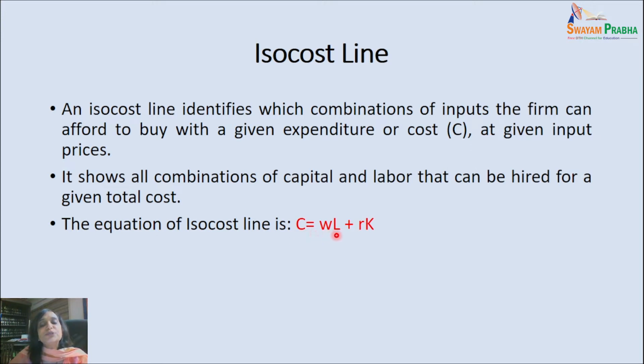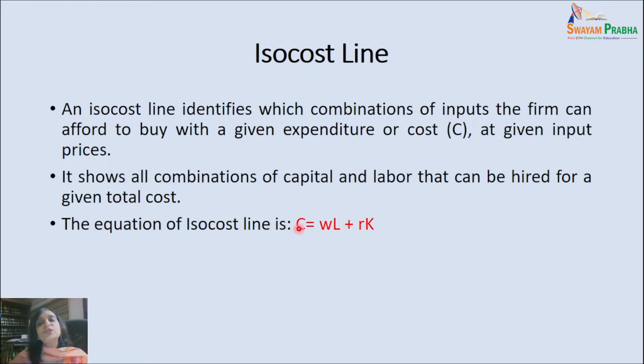C is equal to W into L plus R into K, where C is the total expenditure or the total cost. W is the price of labor, that is the wages. L is the number of labor being employed by this firm. R is the cost of capital or the rate of interest, and K represents the capital which the firm is hiring. So the equation of the isocost line is C is equal to W into L plus R into K.